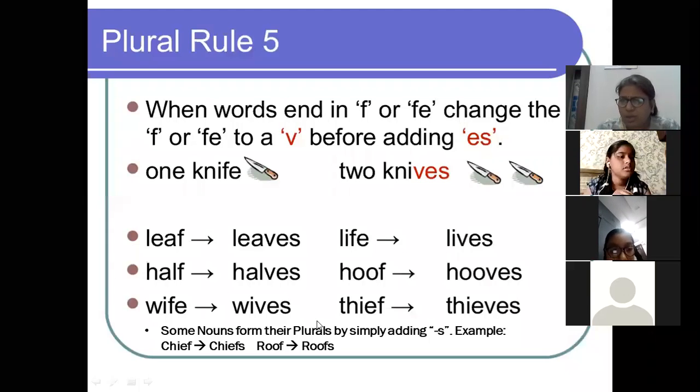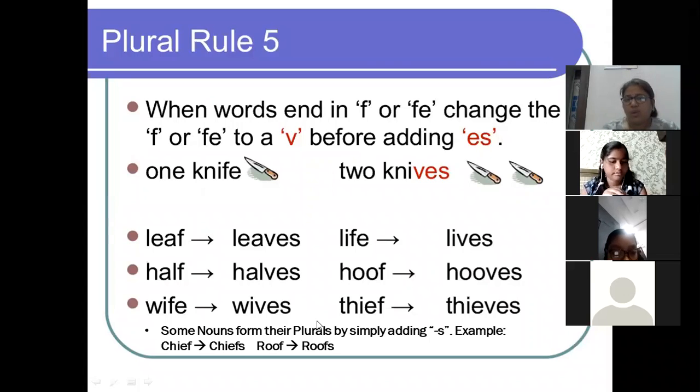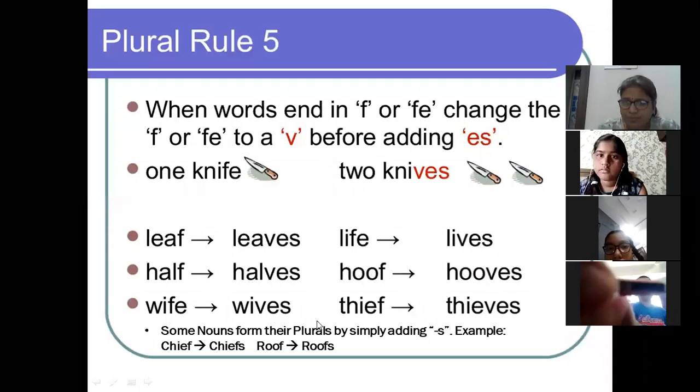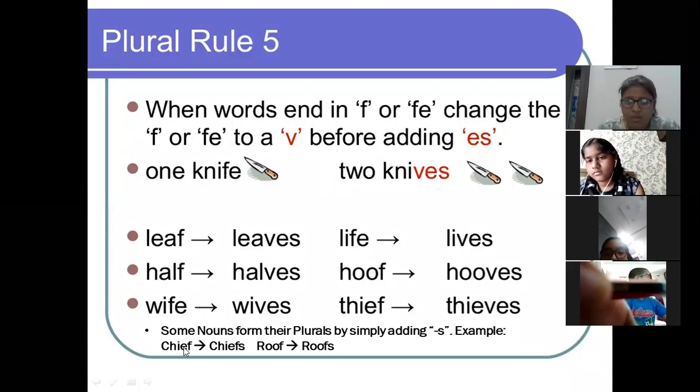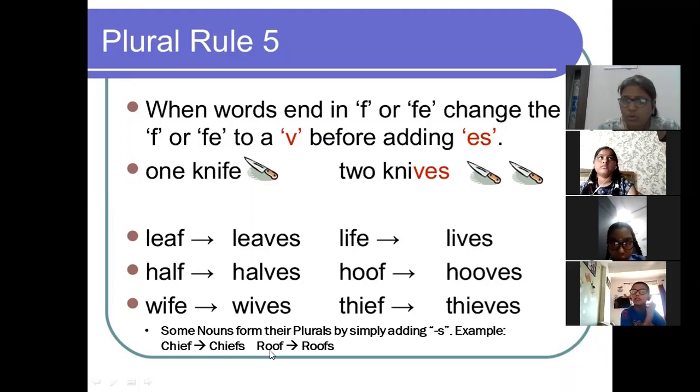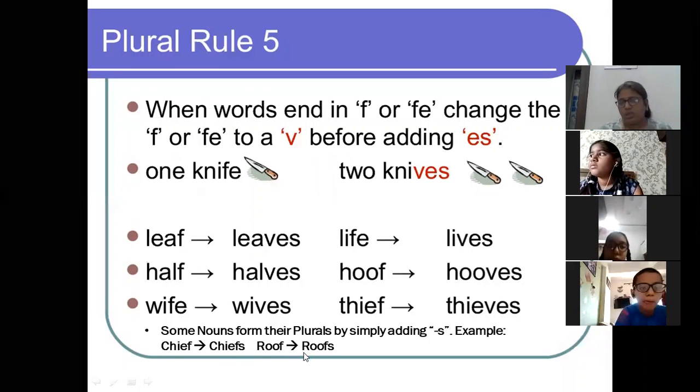This is the rule of grammar that they are simply changed from singular to plural, though they are ending with F. Like when we talk about chief, it becomes chiefs. If we talk about roof, it becomes roofs. So some words do not change into VES.